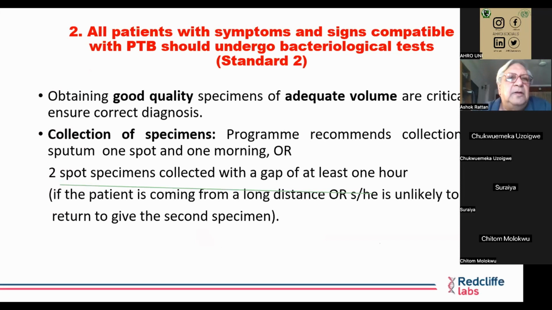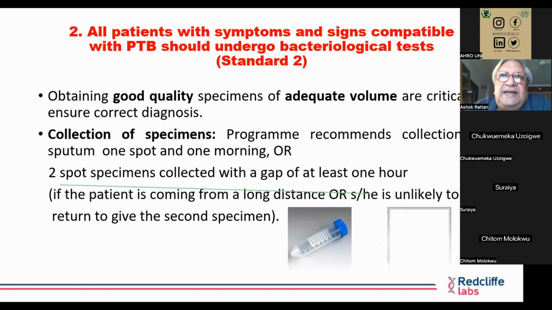So once we have the symptom screen and CAD positive, the next step would be to collect an appropriate sample. And the most appropriate sample is a sputum sample. When a patient presents to a health clinic, the spot sample should be taken. A spot sample of the sputum should be collected on the spot.